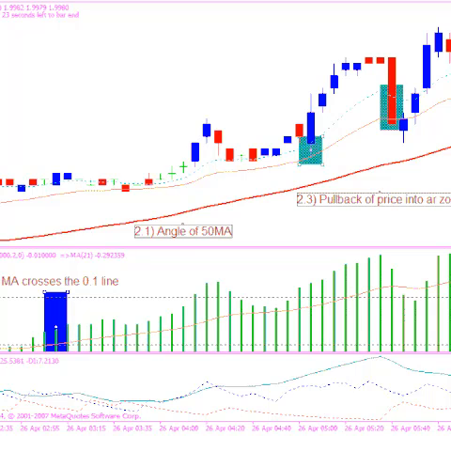1. The chart setup. 1.1 Charts and pairs. 1.1.1 5 minutes candle chart. 1.1.2 The following 4 pairs: EUR/USD, GBP/USD, USD/JPY, EUR/GBP. 1.2 Indicators on chart itself.